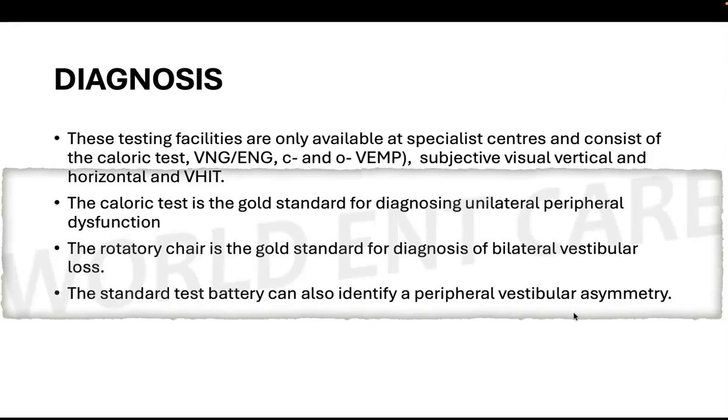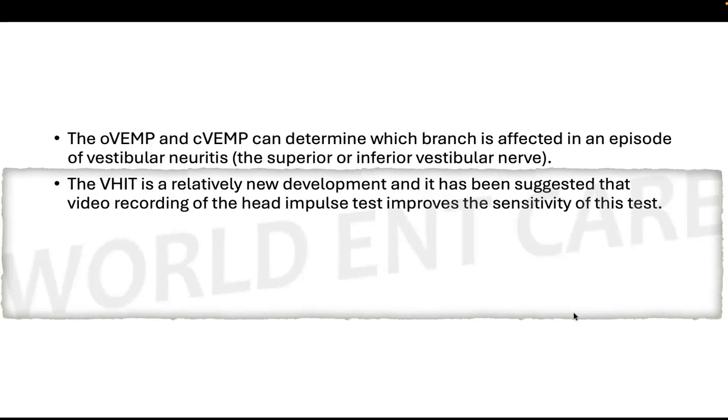Now, the oVEMP and cVEMP can determine which branch is affected in an episode of vestibular neuritis, that is, the superior or inferior vestibular nerve. So that way we can use oVEMP and cVEMP. Okay, and in most cases oVEMP will be affected because the superior vestibular nerve is the one that gets affected the most. Okay, so oVEMP is for the superior and cVEMP is for the inferior vestibular nerve.